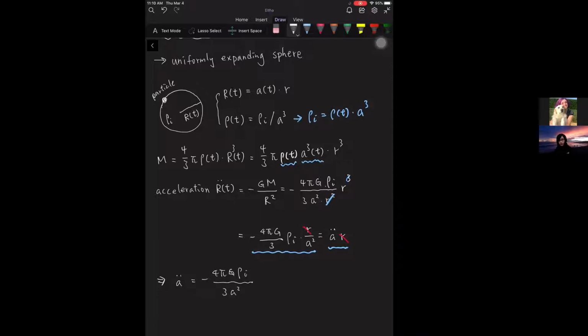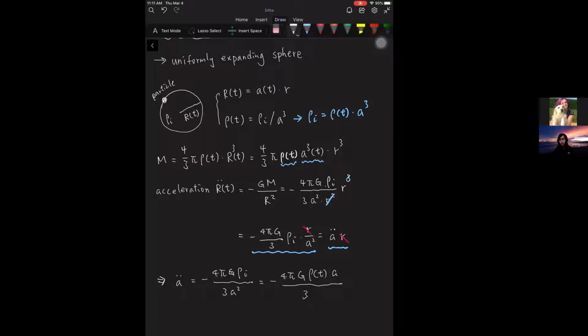And the rho I can be written as I just mentioned, it is rho of t times a cubed. And then it can cancel out with the a squared in the denominator, right? So that would just leave us with one a in the numerator.